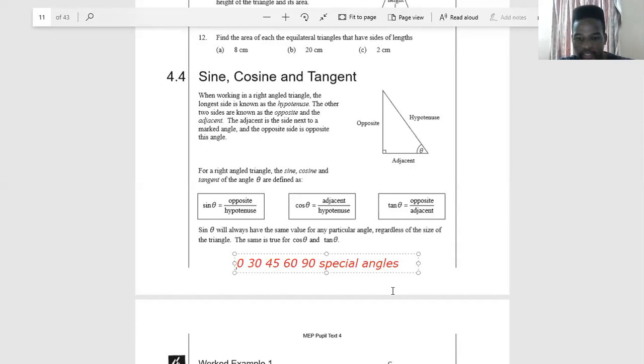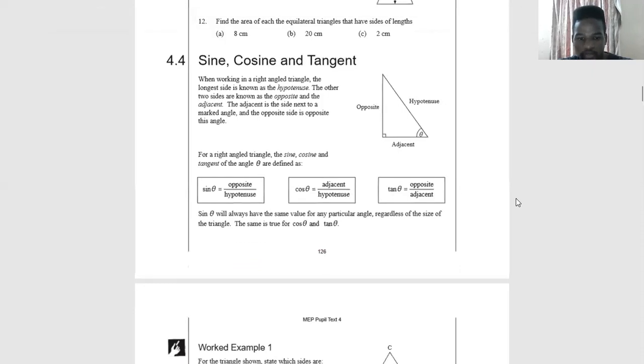I'll explain why they're special. We call these special angles because you can find their answers without using a calculator. Very easy. And they require you to do so because there'll be questions that say, solve this without using a calculator. But that will be easy for you guys since you're with me.